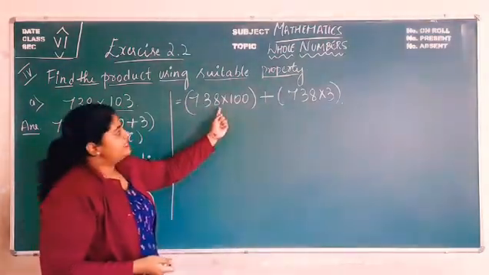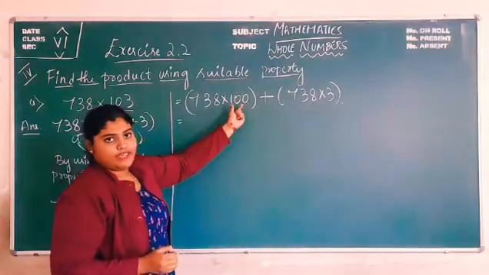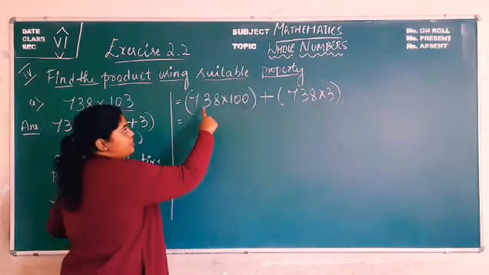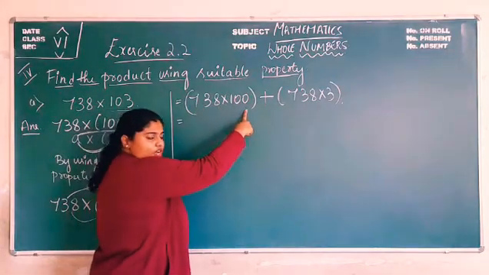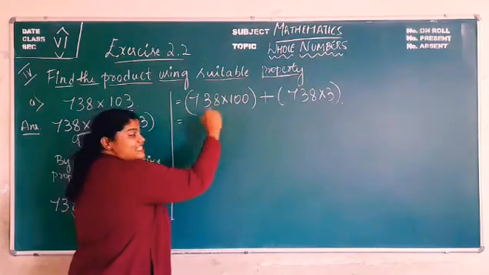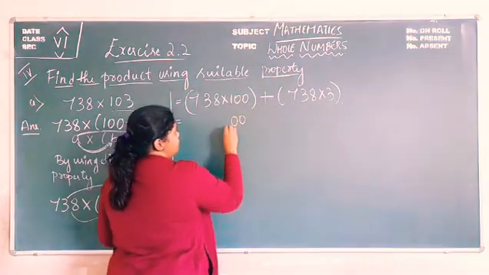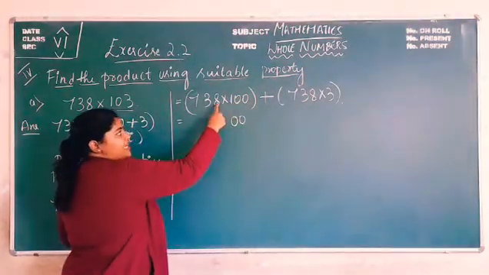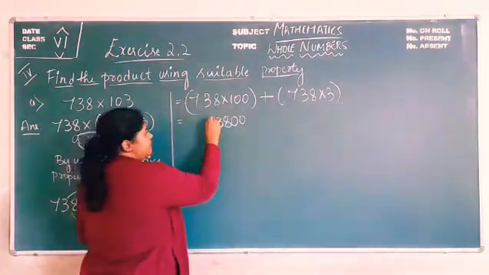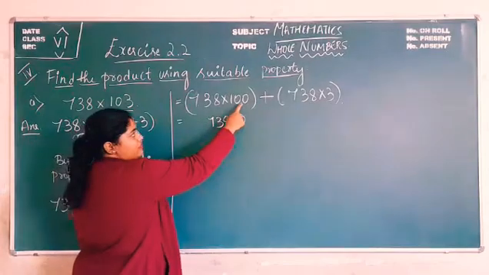multiply 738 into 100. So I told you when we have zeros at the end, we can straight away multiply this. So here we are having 2 zeros. First step is to count the number of zeros. So instead of doing the regular calculation, we'll just count the number of zeros. So here 1, 2. So I'll write 0, 0. Then we'll be multiplying with 1. So 1 8 is 8, 1 3 is 3, 1 7 is 7. So we got 73,800.